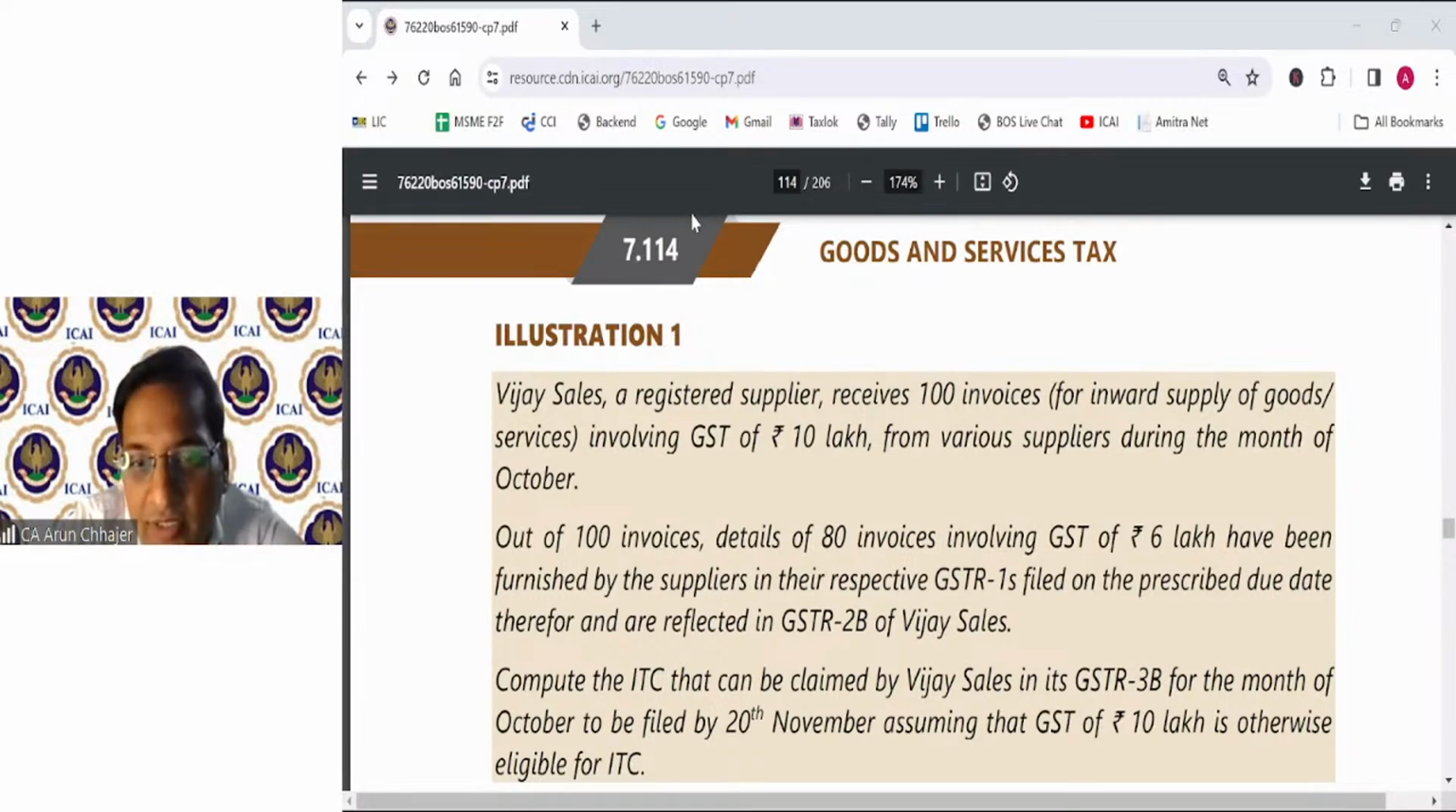Whereas if a professional purchases a laptop worth 140, can he claim the ITC? Yes. Capital goods means every good which has been capitalized. Let's say you purchase plant and machinery, you are capitalizing.